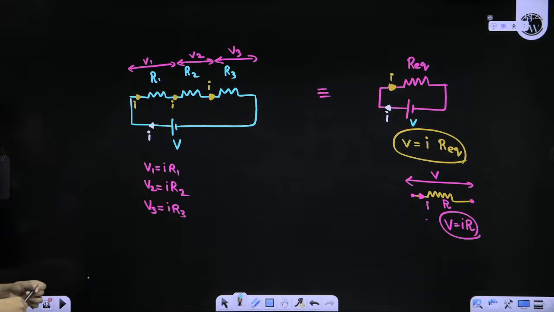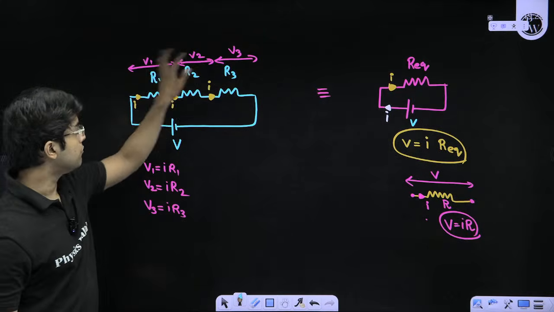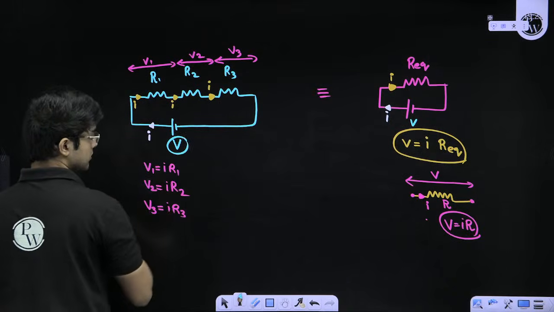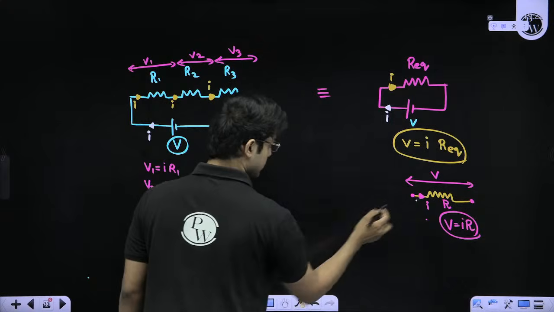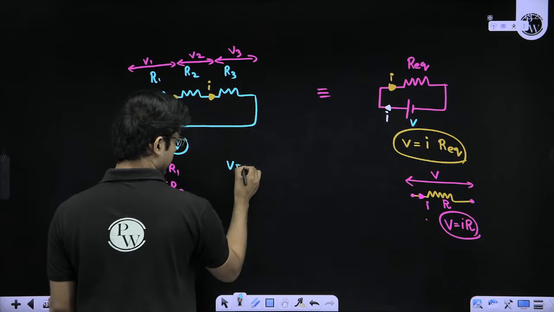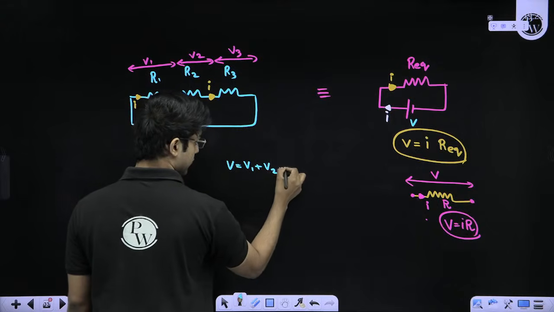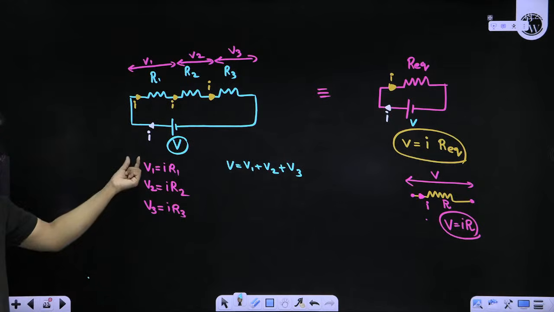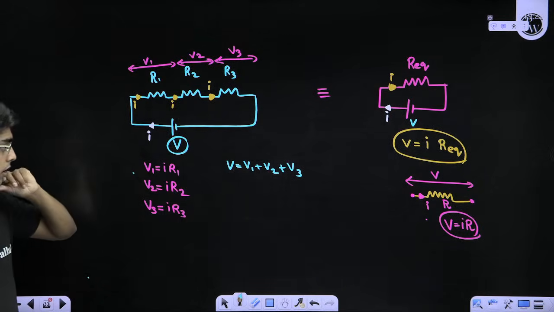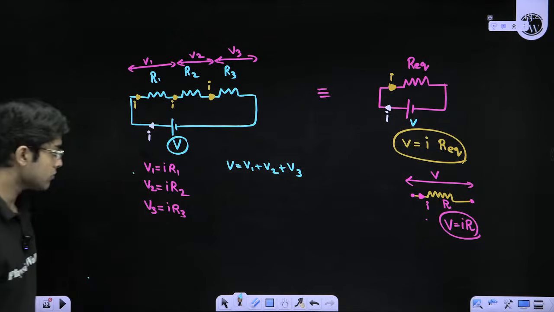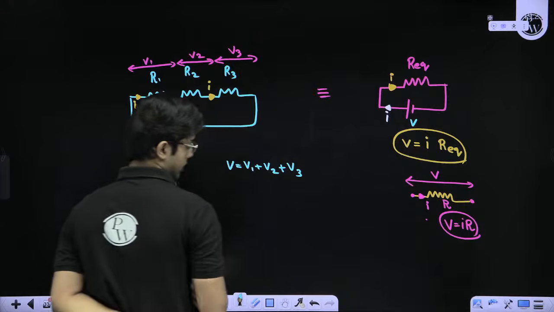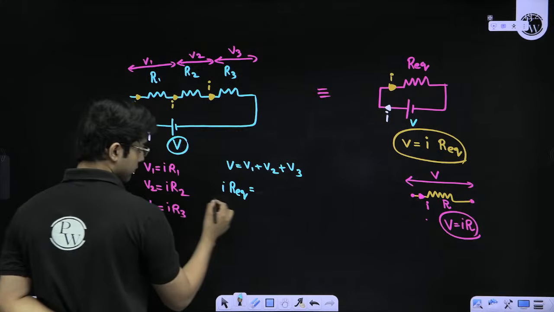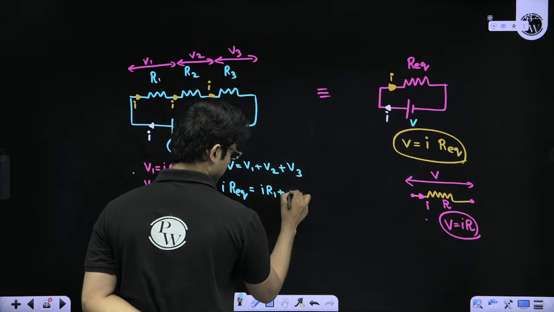The next fact is, if you add up these voltages, V1 plus V2 plus V3, that will be equal to V, which is the total potential difference applied by the battery. So V will be equal to V1 plus V2 plus V3 in this case. Now use these relations for V1, V2 and V3, and instead of V we will use this relation. Instead of V we will write I into R equivalent. Instead of V1 we will write IR1. Instead of V2 we will write IR2.